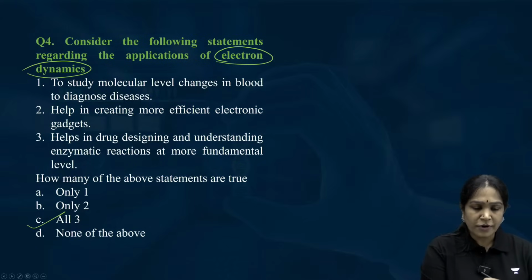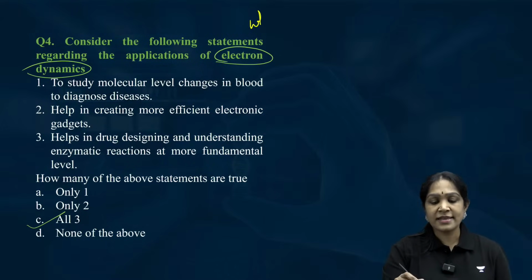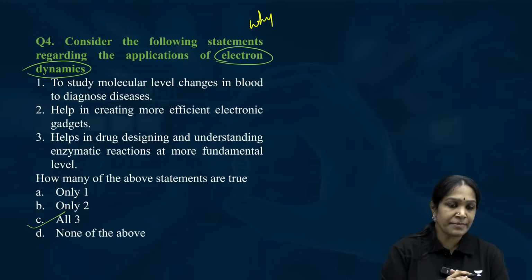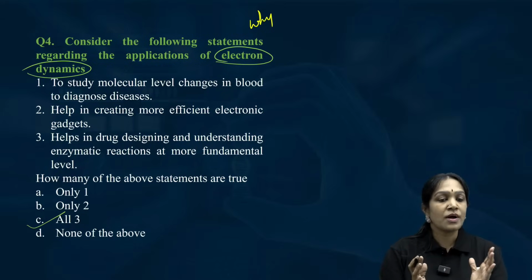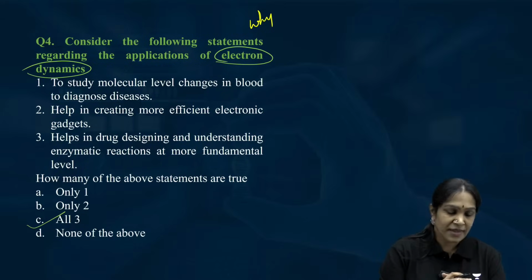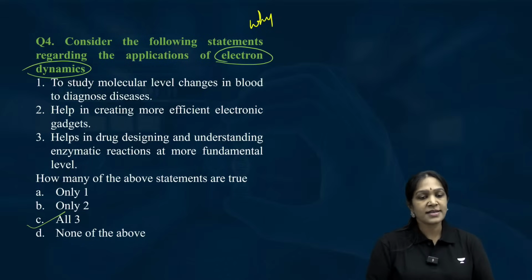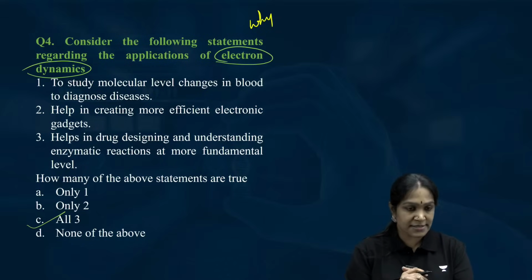What do you mean by electron dynamics? And why are we discussing electron dynamics? So let us see the core concepts used in the statements. Can anybody guess why we are discussing this electron dynamics?